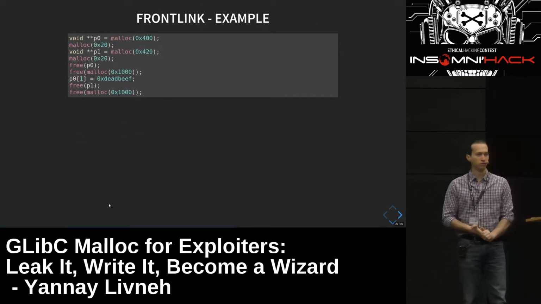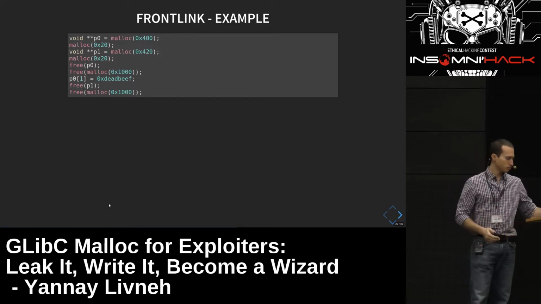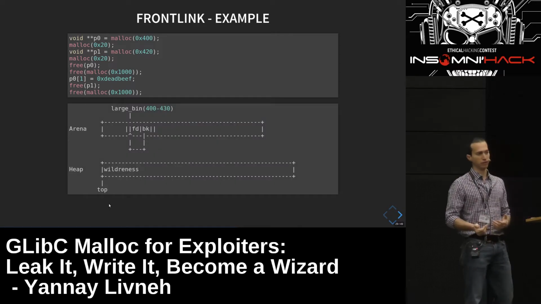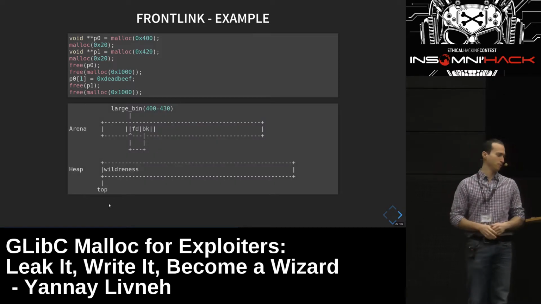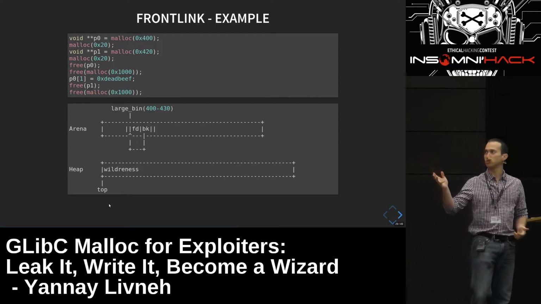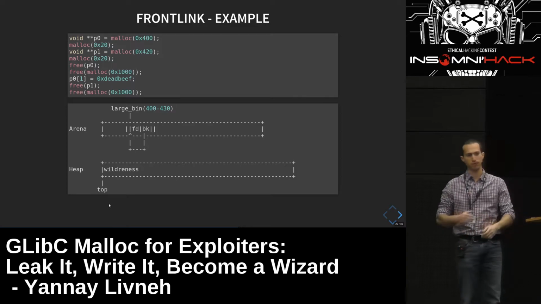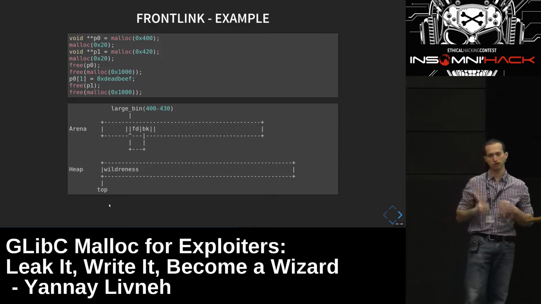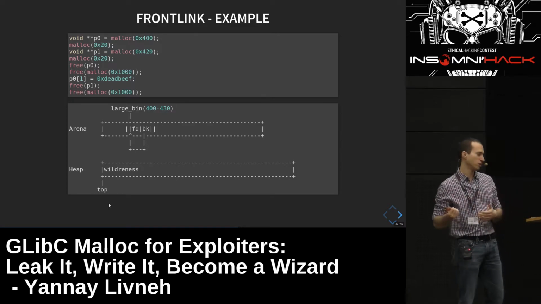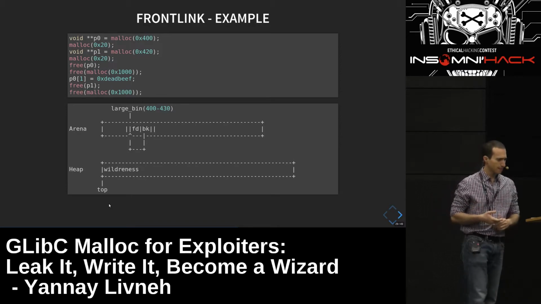And let's go to an example. So again, we start with our empty heap. You can see here the large bin of 400 to 430, and it's empty, so you see it points to itself. This time I only illustrated the back pointers, but again, it's a doubly linked circular list.